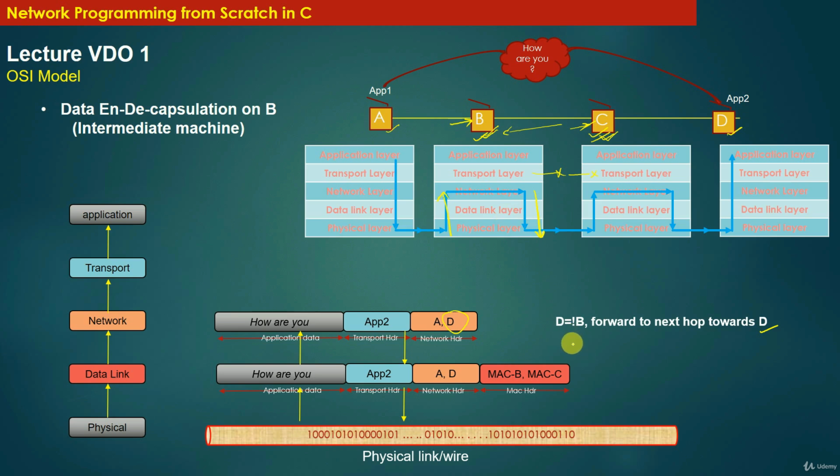Another thing to note here is that whenever the machine decides to forward the data to the next hop, it updates the MAC header. So between machine B and machine C, the MAC header will have the MAC address of the machine B and the MAC address of the machine C. And in between machine C and machine D, the MAC addresses would be the MAC address of the machine C and the MAC address of the machine D. So MAC address keeps on changing hop by hop.